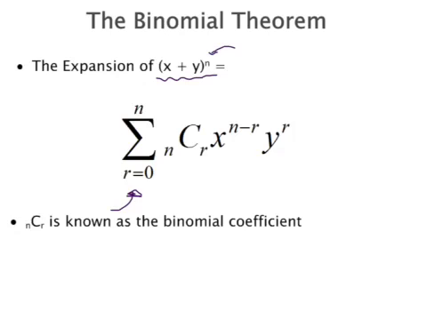combinations of 0, x to the n power, and then y to the 0 power. That's going to be your first term. Then you're going to add n combinations of 1, so on and so forth. And you're going to follow this pattern all the way up until you reach n.